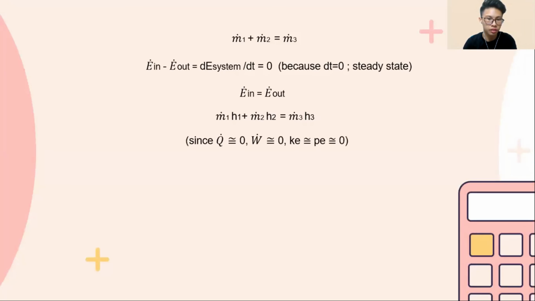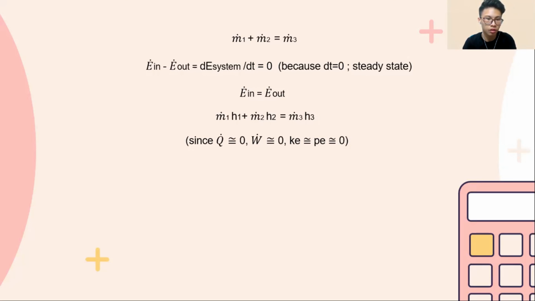Using the mass balance equation, we know that m1 plus m2 equals m3. From the first law of thermodynamics, we know that energy input is equal to energy output when the system is at steady state. Assuming that the system is well insulated, the rate of heat transfer is 0 and work is 0. The kinetic energy difference and potential energy difference are also assumed to be 0. By substituting the mass balance equation into the energy balance equation, we get that m1h1 plus m2h2 equals m3h3.